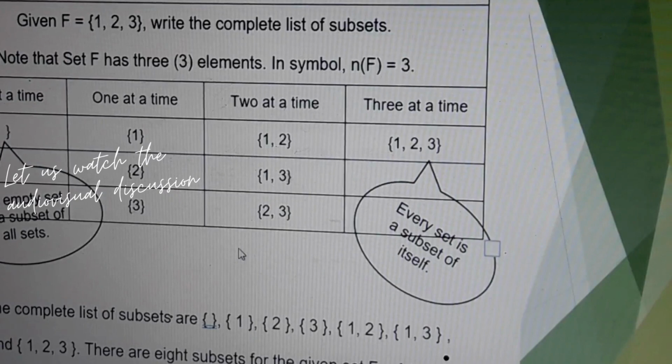Considering 2 at a time, we have the combinations 1, 2, 1, 3, and 2, 3. And 3 elements at a time, we have 1, 2, and 3. So to complete the list of subsets, we have the empty set, set 1, set 2, set 3, set 1 and 2, set 1 and 3, set 2 and 3, and set 1, 2, and 3. So there are 8 subsets of the given set F.